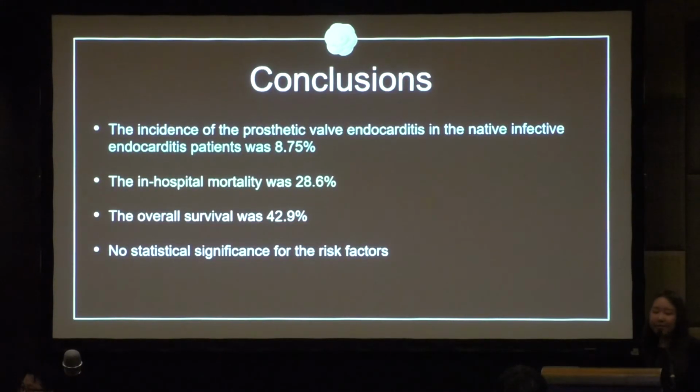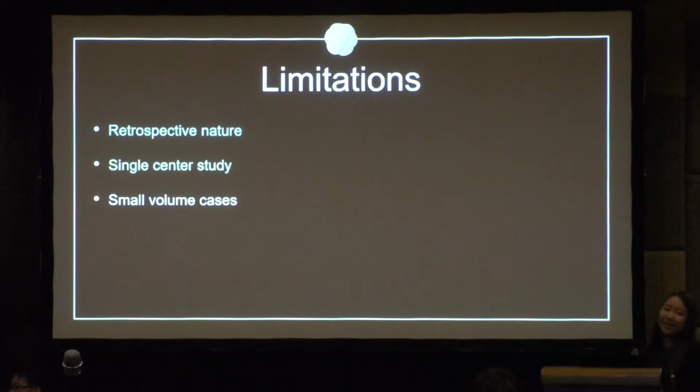Conclusion: firstly, my incidence was around 8.75%. The in-hospital mortality was 28%, and overall survival was 42%. In my study, there was no statistical significance for the risk factors. Of course, there are limitations: firstly, it was a retrospective study, so there is a lot of bias and data collection errors. Second, it was a single-center study. And lastly, it had a very small number of cases. Thank you for your attention.